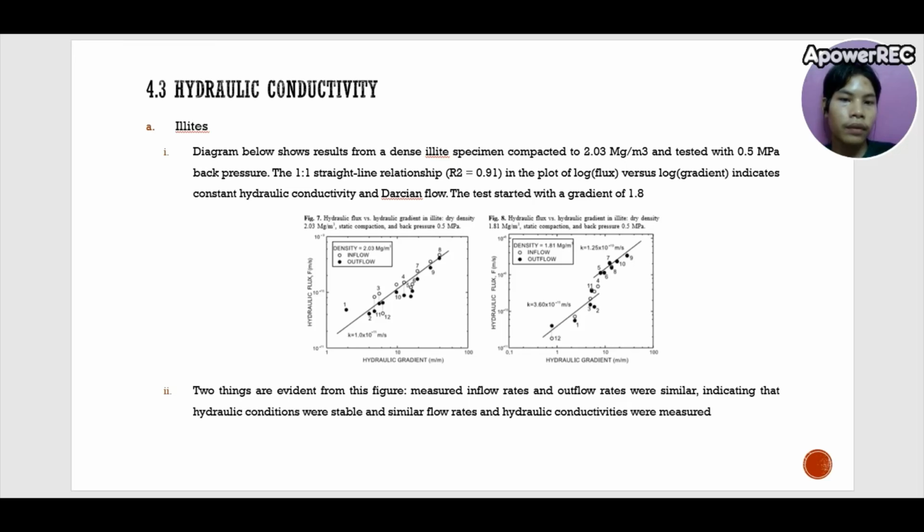The diagram below shows results from a dense illite specimen compacted to 2.03 megagram per meter cubed and tested with 0.5 megapascal back pressure. The straight line relationship in the plot of log versus log indicates constant hydraulic conductivity and direction of flow. The test started with a gradient of 1.8. Two things are evident from this figure. Measured inflow and outflow rates were similar, indicating that hydraulic conditions were stable, and similar flow rates and hydraulic conductivities were measured.